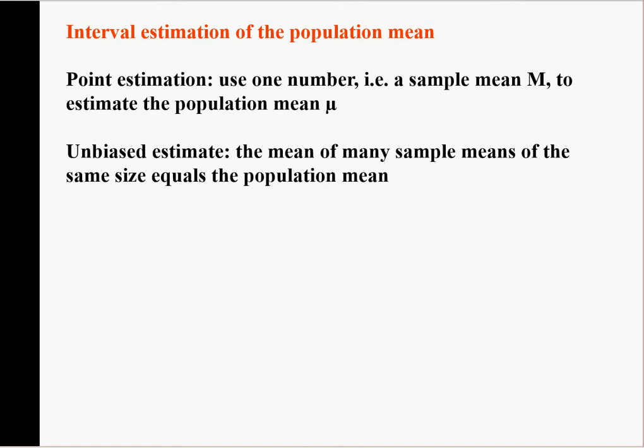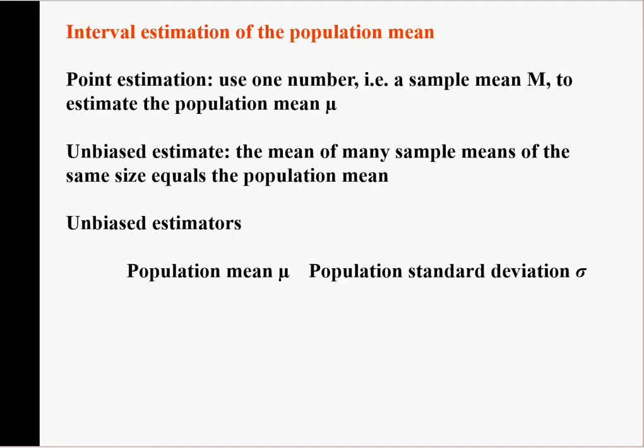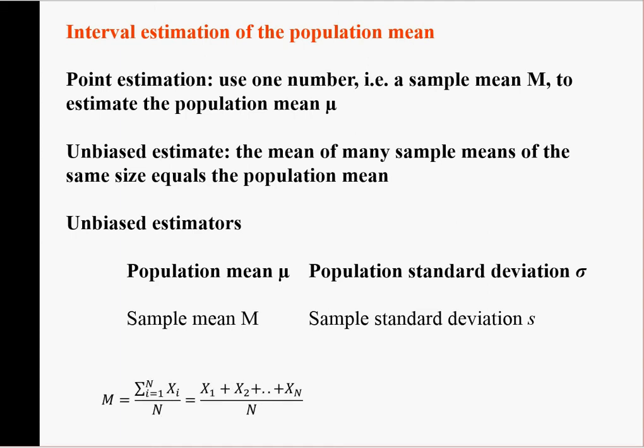Based upon the unbiased estimate criteria, let's look at the population mean and population standard deviation. What are the unbiased methods, or what we call unbiased estimators? Let's look at the unbiased estimators for population mean and the population standard deviation respectively. For the population mean, the unbiased estimator is the sample mean. And the sample mean, we know, can be calculated by using this formula.